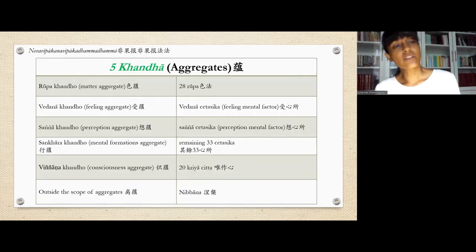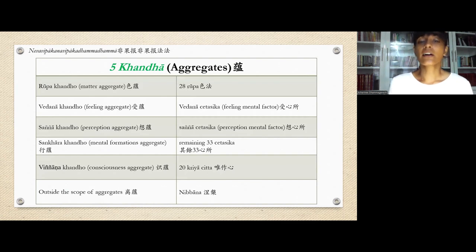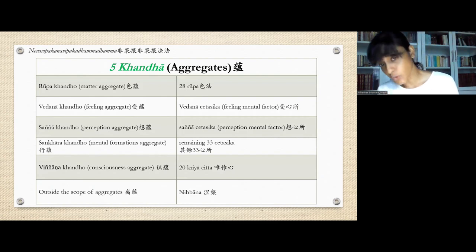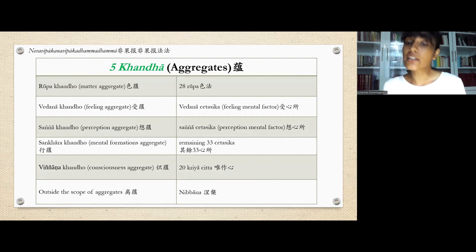So what are the 5 khandha? The 28 Rupa are Rupa Khandha, matter aggregate. Vedana Cetasika falls under Vedana Khandha. Sanya Cetasika, Sanya Khandha. The remaining 33 Cetasika, we got 35 Cetasika in total, and when you deduct Vedana and Sanya Cetasika, you are left with 33 Cetasika. These are classified under Sankhara Khandha.